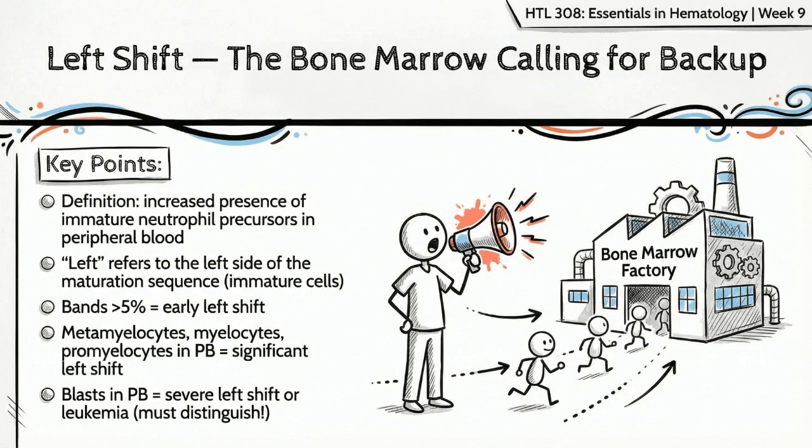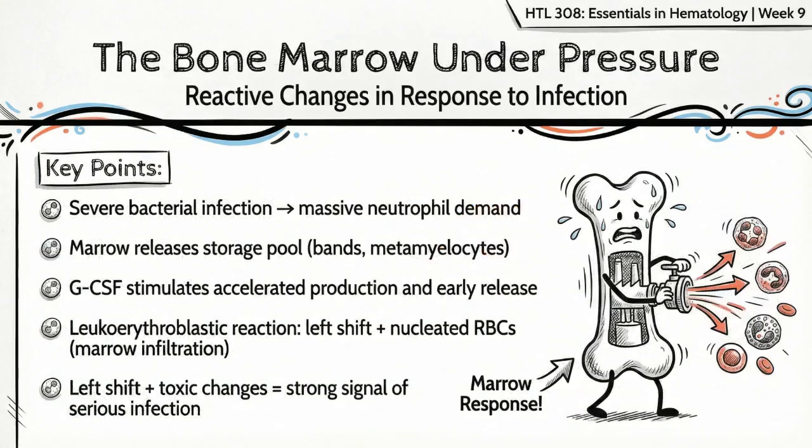Let's explore why this happens. Let's talk about the mechanism behind a left shift. Normally, the bone marrow has a large storage pool of mature and nearly mature neutrophils, ready to go. When there's a severe bacterial infection, the demand for neutrophils skyrockets. The body signals the marrow to produce more, faster. The marrow responds by releasing not just the mature cells, but also the immature ones, metamyelocytes, myelocytes. This is the left shift.